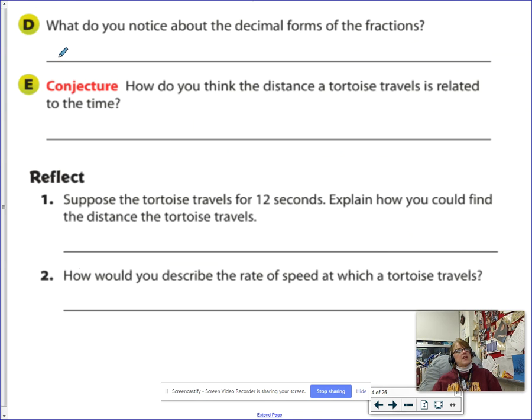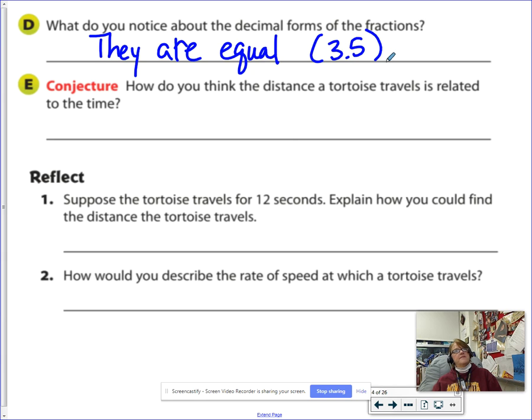Go ahead and flip to the next part. And it says, what do you notice about the decimal forms? They are all the same, or we can say they are equal. In other words, they were 3 5/10. How do you think the distance a tortoise travels is related to the time? They are proportional. It's a constant rate of change. So we would say this relationship is proportional because it has a constant rate of change.